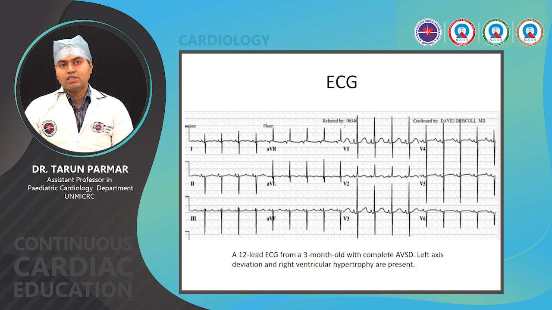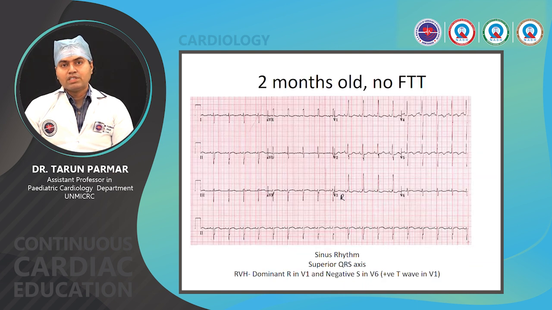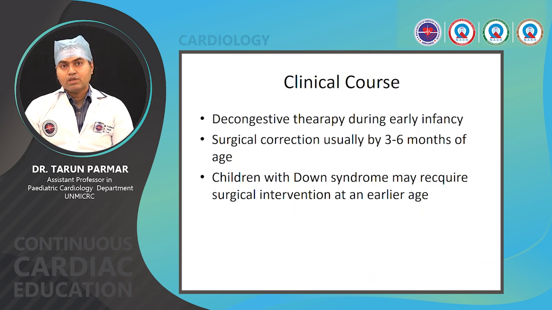This is in a 3-month-old complete AVSD patient. There is a left axis deviation and right ventricular hypertrophy. You can clearly see. This is again a 2-month-old baby, with failure to thrive. This ECG is a sinus rhythm with superior QRS axis. There is RVH, which you can see from the dominant R wave in V1 and dominant negative S wave in V6, and there is a positive T wave in V1.